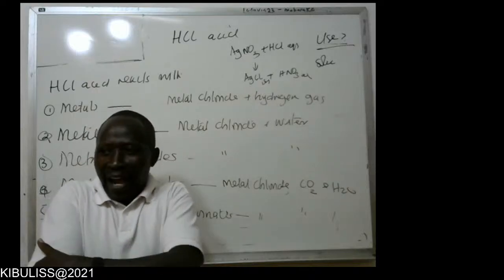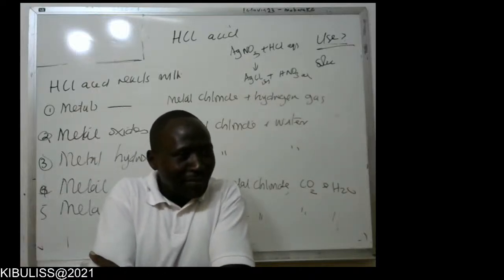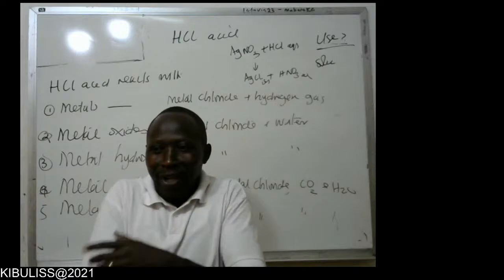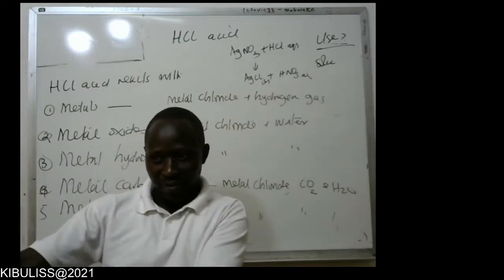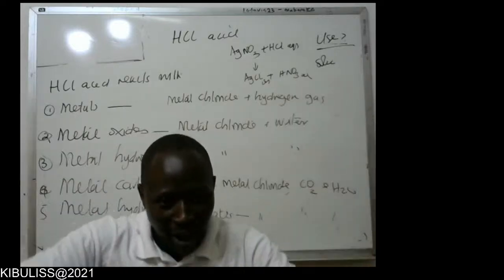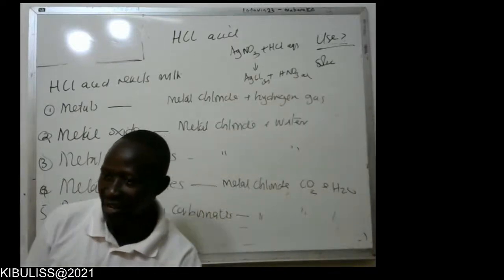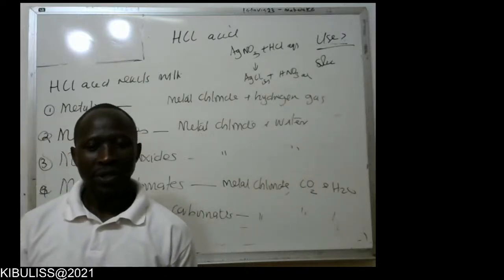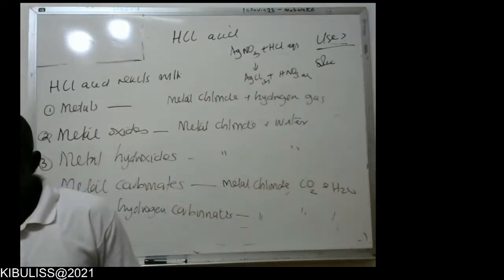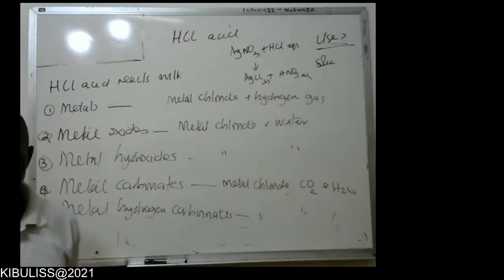Qualitative analysis for chloride ions. How do we test for chloride ions in the lab? We use, first of all, lead II nitrate. It gives a white precipitate. And we confirm using silver nitrate, and it gives a white precipitate. So as for now, we shall stop at this moment, read it through.